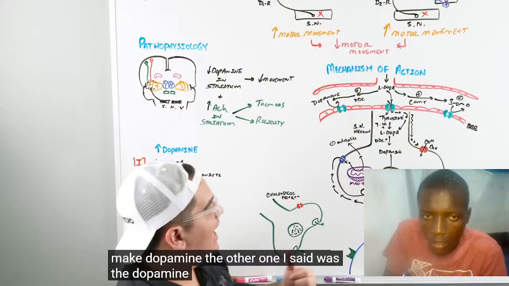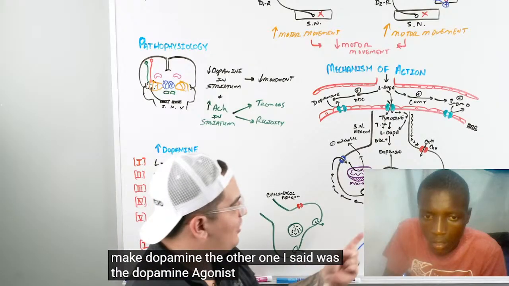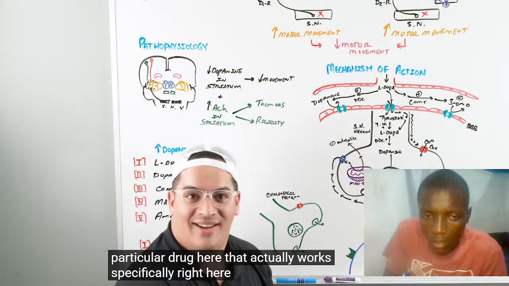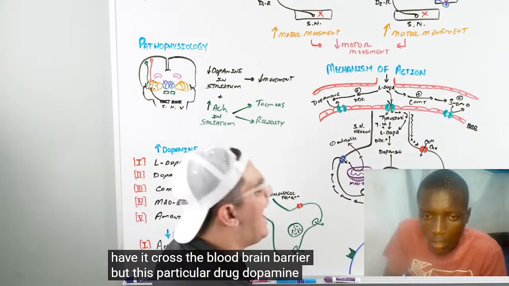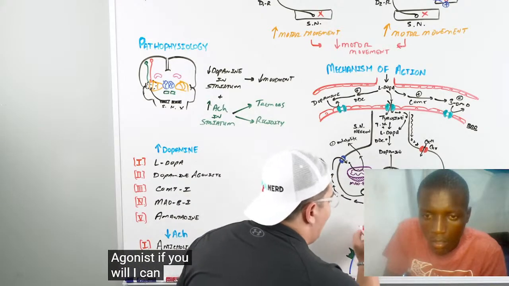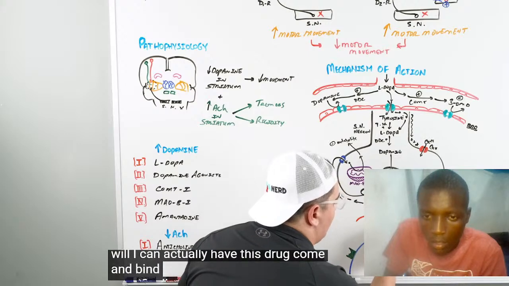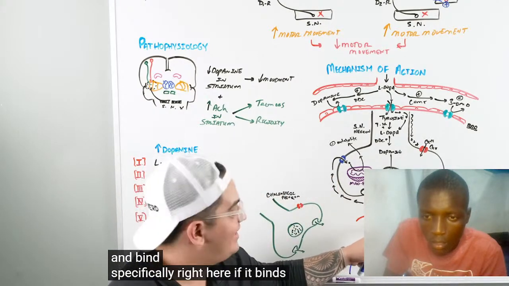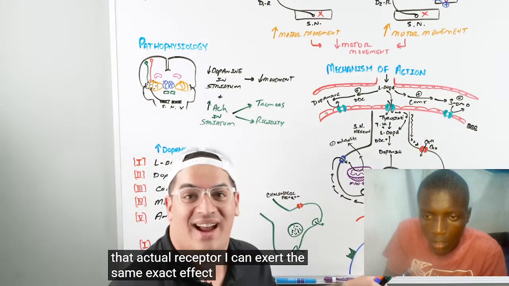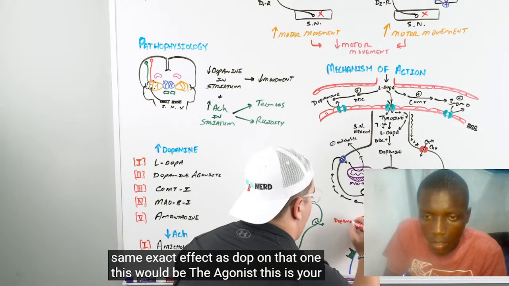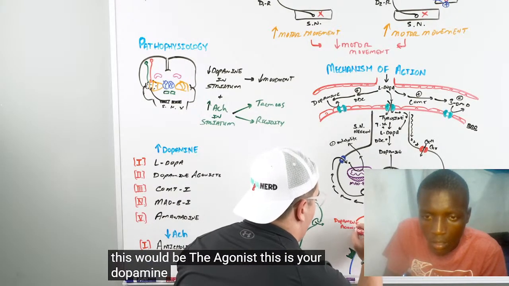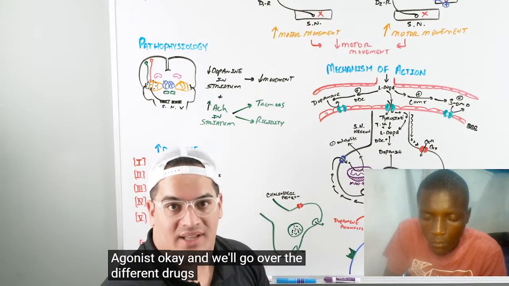The other one I said was the dopamine agonist. What if I gave a particular drug that works specifically right here? So I have it cross the blood-brain barrier, but this particular drug, a dopamine agonist, if you will, can come and bind specifically right here. If it binds to that actual receptor, it can exert the same exact effect as dopamine. This would be the agonist. This is your dopamine agonist. Okay, and we'll go over the different drugs there, but that's the dopamine agonist.